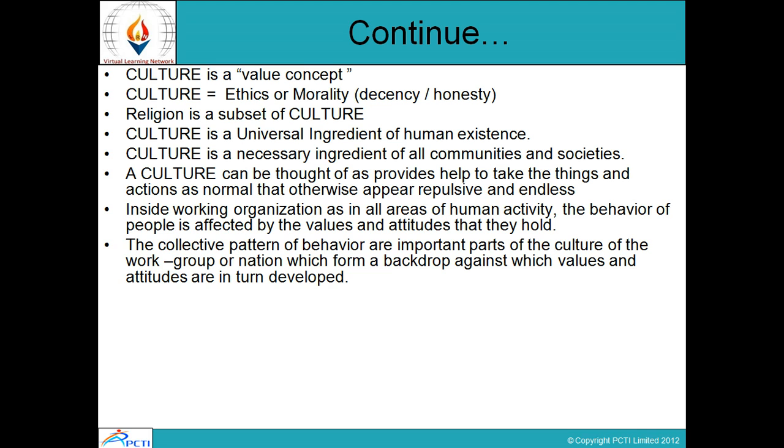So at the level of an organization or a country, where can the values and attitudes of the people be derived from? Yes, of course, the answer is culture. So the collective pattern of behavior are important parts of the culture of the work group or nation which form a backdrop against which values and attitudes are in turn developed.